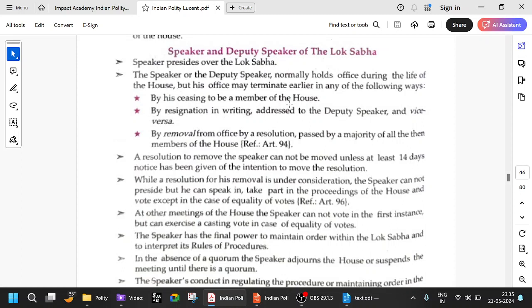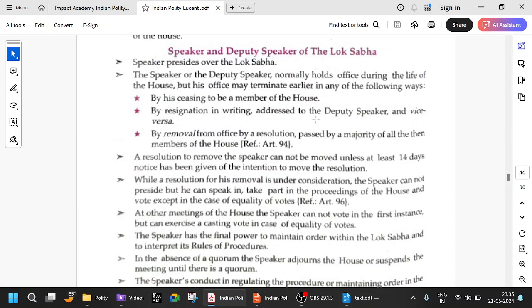By his ceasing to be a member of the House, so the Speaker has to be a member of the Lok Sabha. By resignation in writing addressed to the Deputy Speaker and vice versa. So if the Speaker wants to resign, he has to address it to the Deputy Speaker, and if the Deputy Speaker wants to resign, he has to address it to the Speaker.